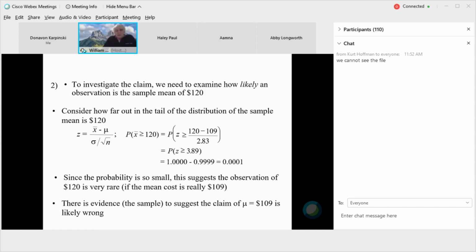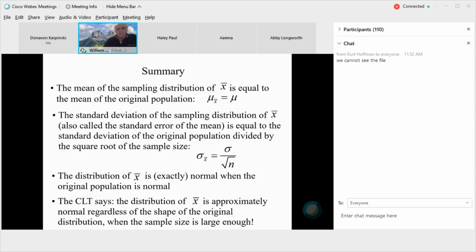Since the probability of getting a value that large is so small, it probably means that the average cost was not 109. The claim that the average cost was 109 is likely wrong. It's possibly larger. So, just a quick summary.